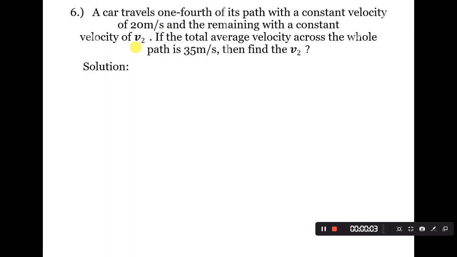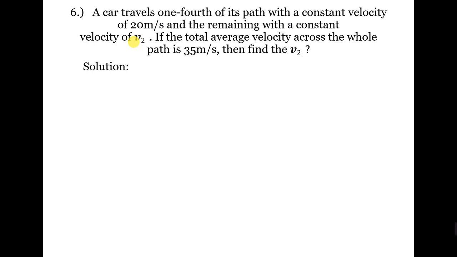We'll proceed to our last example. Problem number 6. A car travels one-fourth of its path with a constant velocity of 20 meters per second and the remaining with a constant velocity denoted as v sub 2. Now, if the total average velocity across the whole path is 35 meters per second, then find the second velocity. Now, how to solve this one?